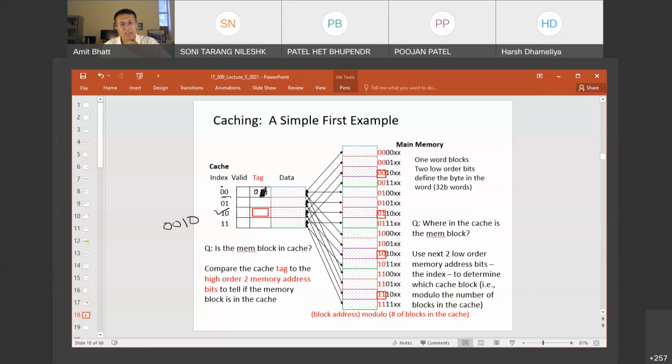I don't understand. Because see, if 0, 1, 1, 0, this particular thing, if it has to sit here, then first you look at the index 1, 0. So this is 1, 0. Then it can sit here. Whoever is sitting here has to be kicked out, and this new data will sit here, and the 0, 1 tag would be written over here. So whatever was here previously would be thrown out.